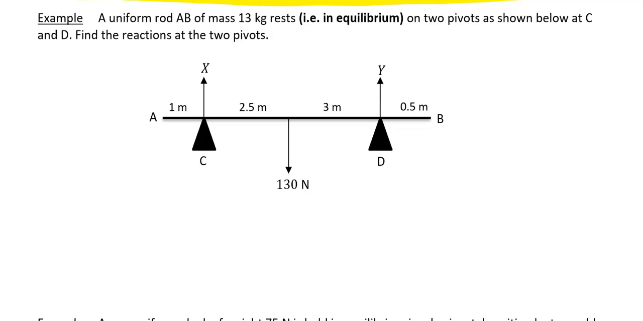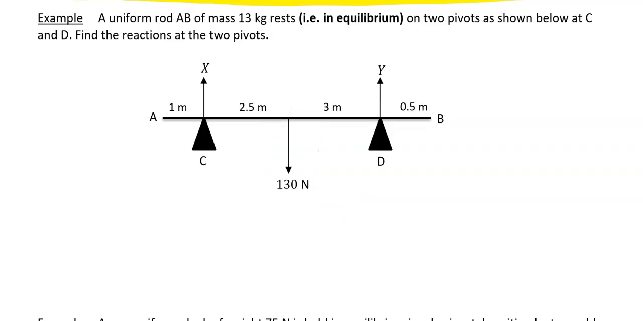Okay, so let's look at this question again. Uniform rod AB of mass 13 kilograms rests in equilibrium on two pivots as shown below at C and D, find the reactions at the two pivots. Okay, first of all, you notice that in case we had to draw this diagram ourselves or add things to it, this 130 newtons is basically our 13 times our G, so that's the weight of the plank. Its mass was 13, acceleration due to gravity G is 10, so that's where that 130 comes from.